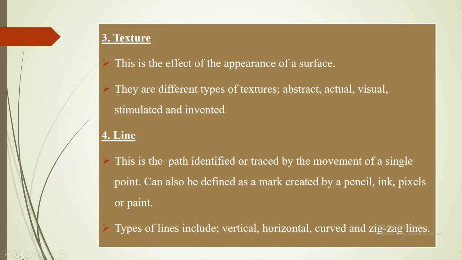Line in art and design is the path identified or traced by the movement of a single point. It can also be defined as a mark created by a pencil, ink, pixels, or paint. We have various types of lines. They may include vertical, horizontal, curved, and zigzag lines. Lines often define the edges of a form.